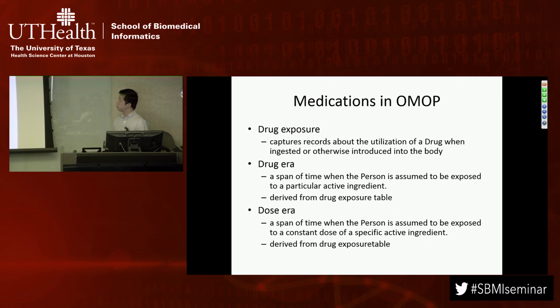Okay, let's get started to introduce the process of the medication part. For the medication part, in the OMOP, it has three tables. The first one is drug exposure, which captures records about the drug. The second one is drug era, which is derived from the drug exposure table to present a span of time when a person is exposed to a particular active drug ingredient. And the dose era is also derived from drug exposure, and represents a span of time when a person is exposed to a constant dose of a specific active drug ingredient.